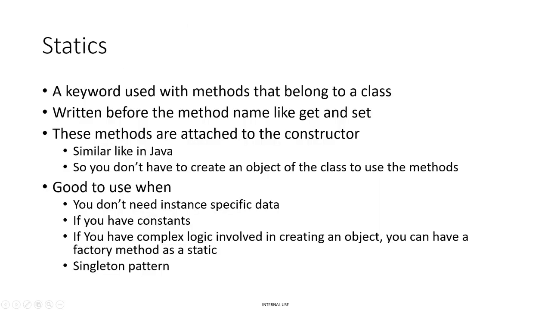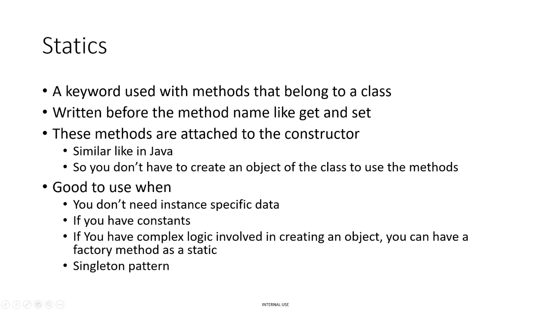Next and lastly, we have static. So what's a static? It's a keyword used with methods that belong to a class, just like in Java. When you see the static keyword, the method belongs to the class, and you don't have to create new instances of that class to use that method. So it's written before the method, just like get and set. And these methods are then attached to the constructor. Like I said, similar to Java, you don't have to create an object in order to use the methods. I know I just said that earlier, but repeating it again.